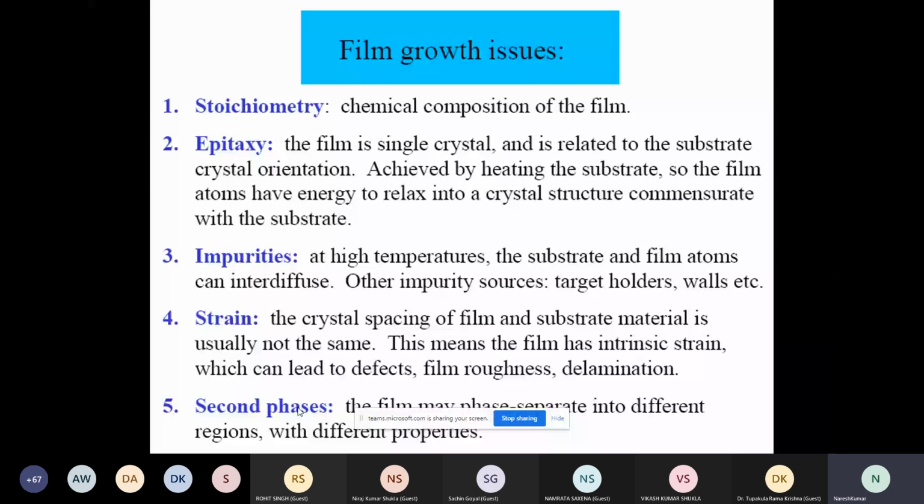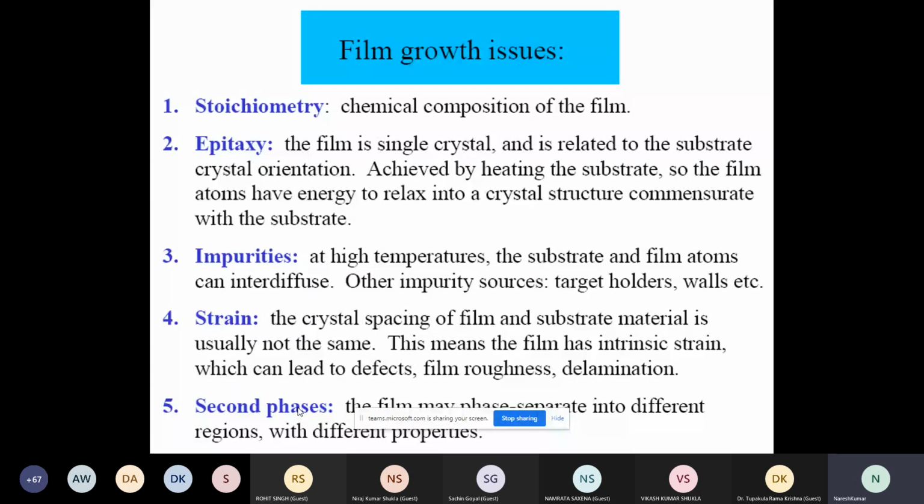One more issue is that the surface quality may not be very good. You may have roughened surfaces, right? Roughness is not very good. The film surface is not very smooth. Or sometimes the film does not stick well to the substrate, so it is getting peeled off. So adhesion with the substrate may not be very good, right?